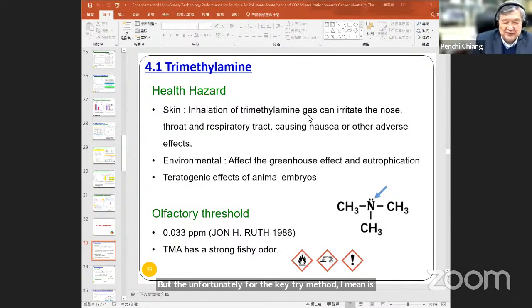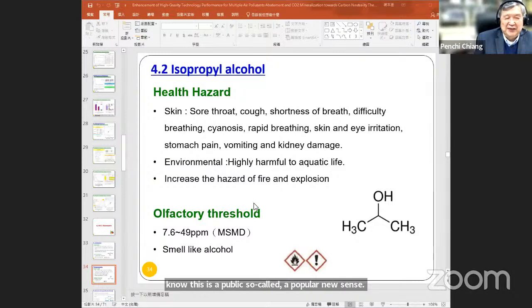So I believe this is a very tough mission for environmental engineering. They really try to control trimethylamine for human health and also for the odors. This is a so-called public nuisance. So you have to realize the level of the VOC should be reduced to an acceptable level.